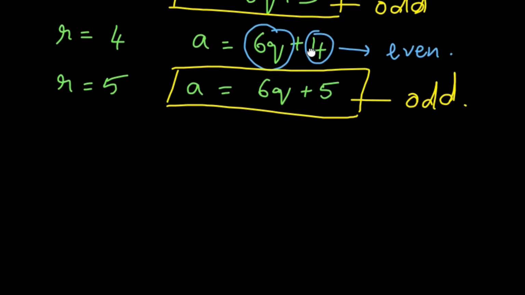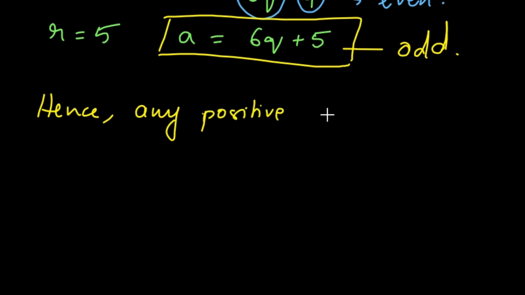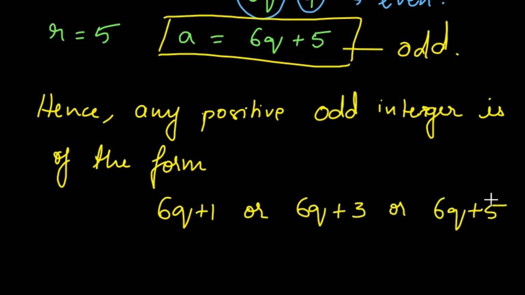Therefore, in conclusion, we have to write, hence, any positive odd integer is of the form 6q plus 1 or 6q plus 3 or 6q plus 5, where q is some integer.